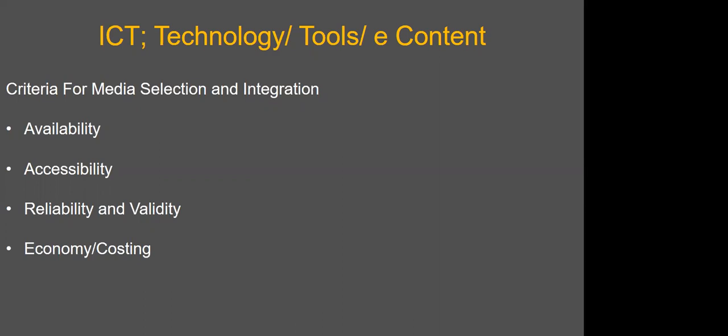Whatever the workplace, are they available or not, are they accessible? That is the availability factor also. Okay, the third thing is reliability and validity. That is, whatever the software, whatever the e-content or the technology you are using, it should be reliable.